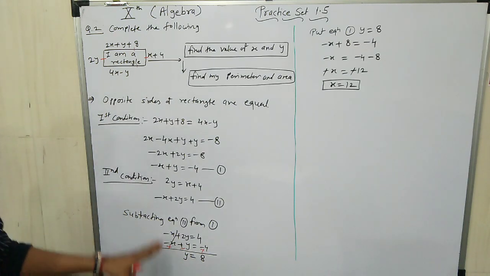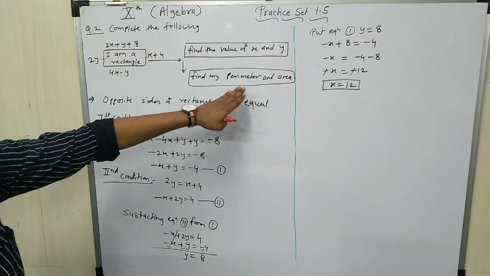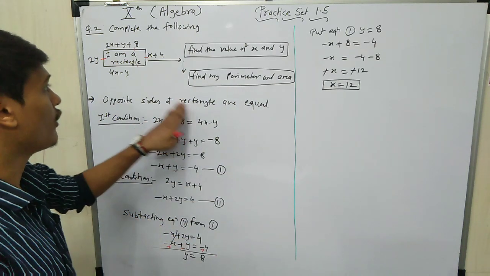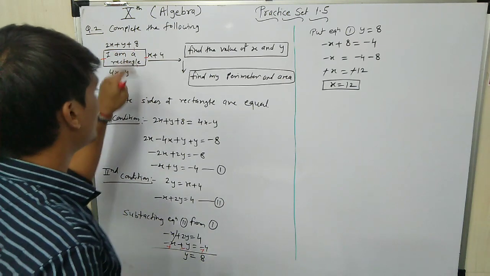Got it? Now next find out the perimeter and area. Understood? First find out rectangle of length.